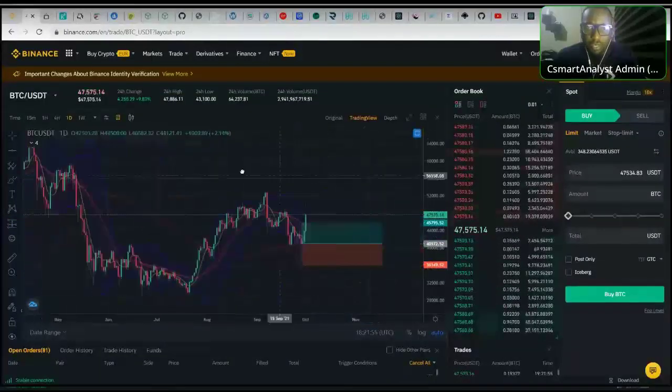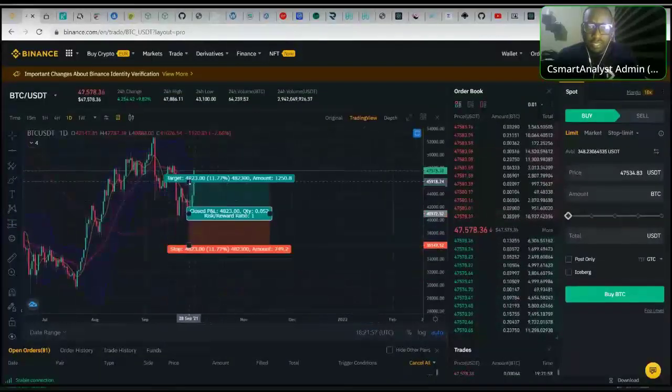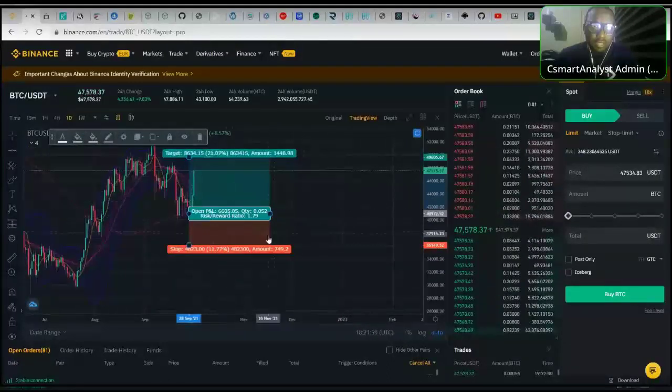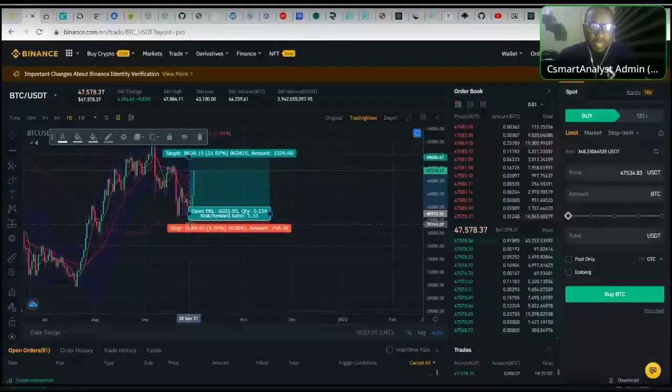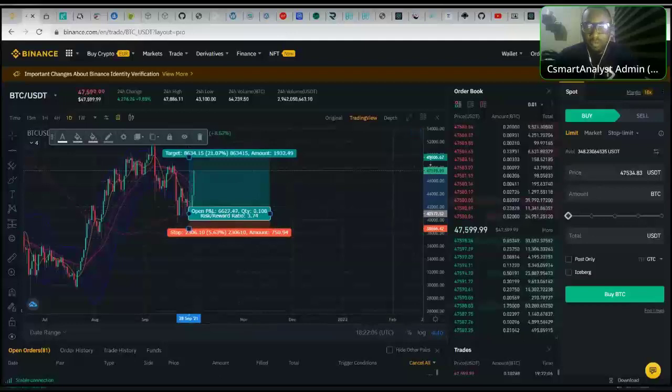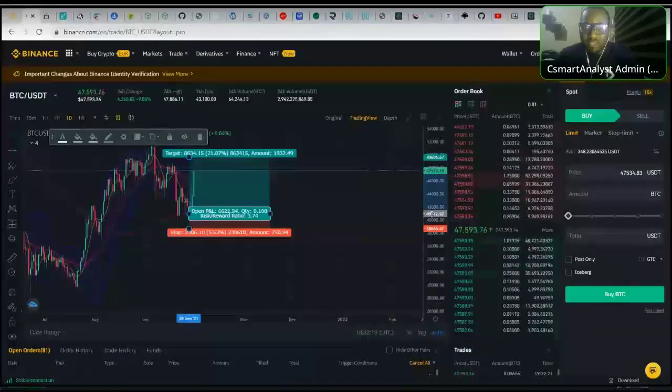I think this is actually much better. You see the entry and the target, and then your stop loss. Now, look at this side of the chart. You see this green line, this deep one. This one means the target. This is the current market price. The gray one is the entry, and the red one is your stop loss.